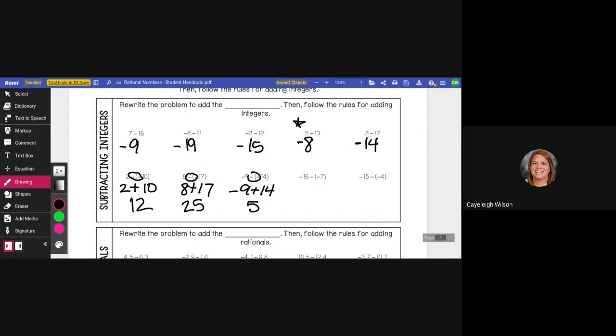All right, the next one, negative 16 minus negative 7. Minus a negative is plus a positive. And then they're different signs. So different signs, subtract. 16 minus 7 is 9. Keep the sign of the larger number. So 16 is bigger, it's negative, so it's negative 9. All right, you all try this one.